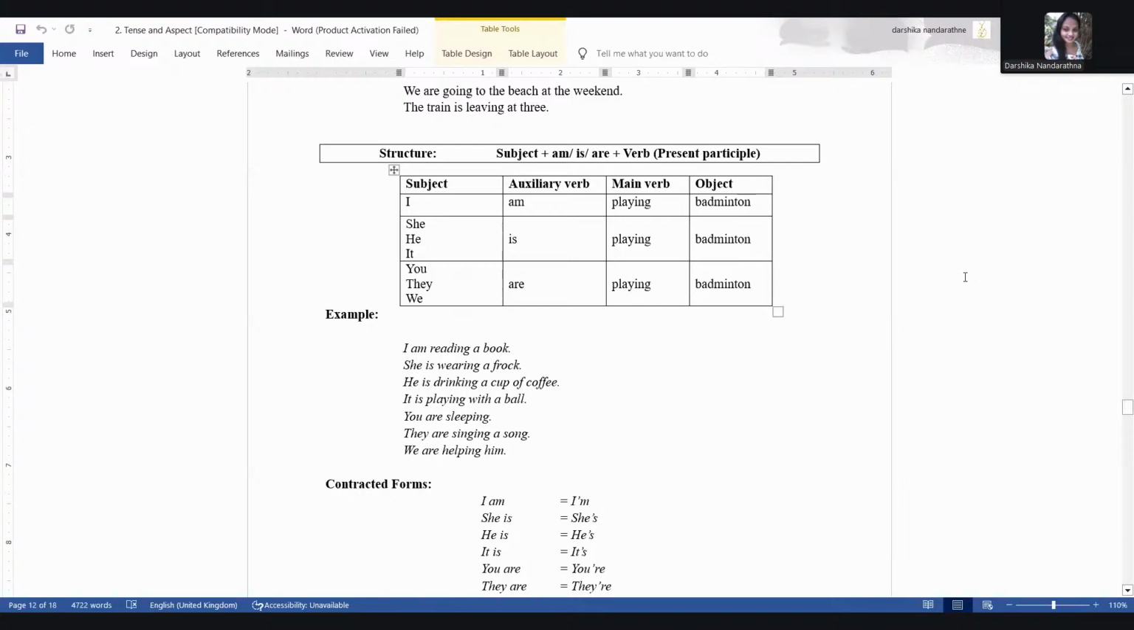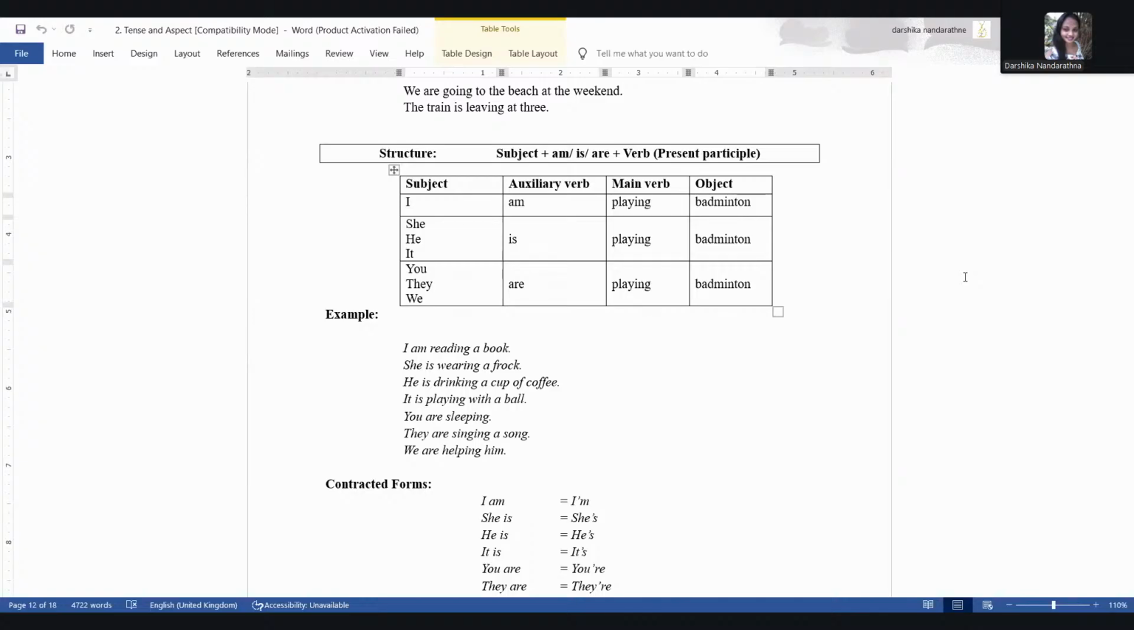So the sentence structure is here: subject plus am, is, are plus verb in present participle form. Present participle form means the ing form of the verb, Pute. With all continuous tenses, we use the main verb in ing form. There are three continuous tenses, and with all three, the main verb is used in the ing form, or present participle form.